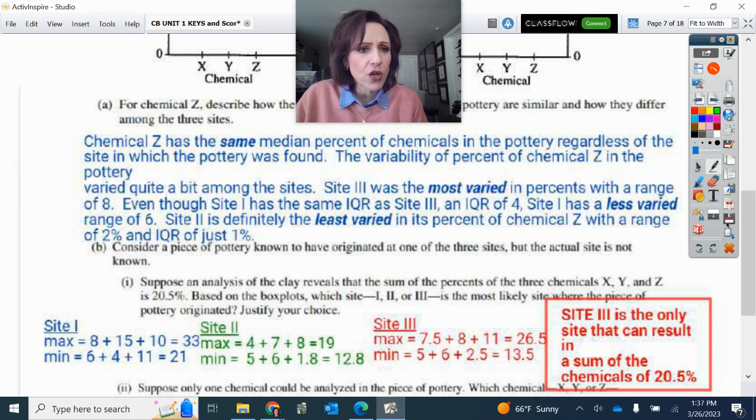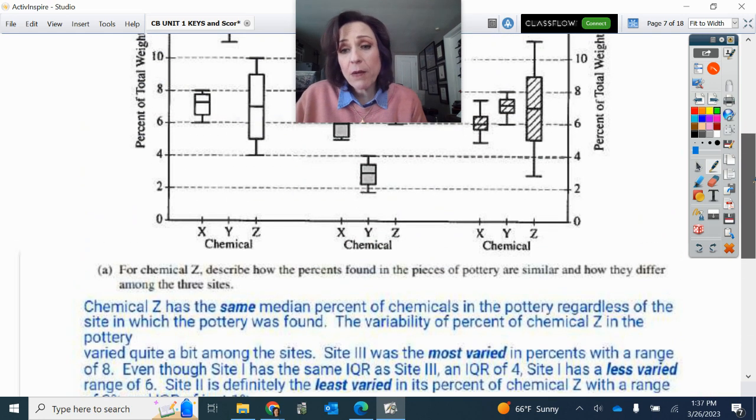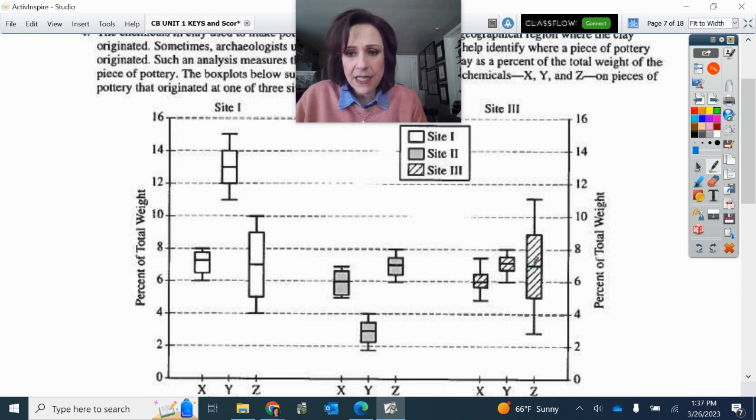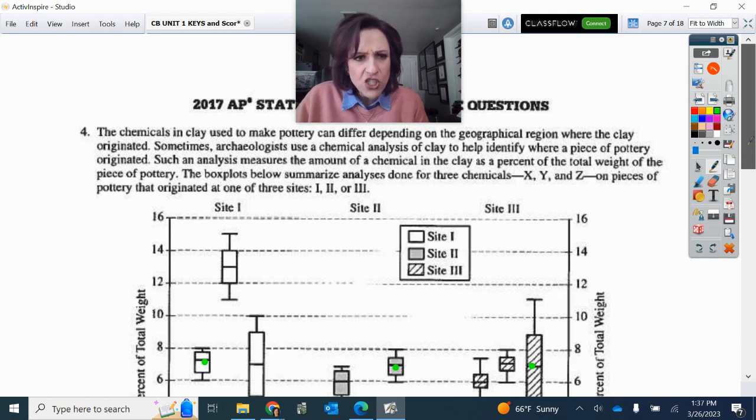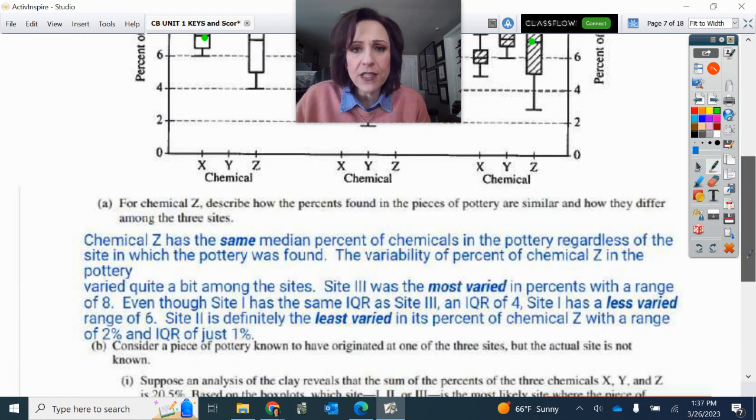Then I did go, I think, into that. Did I discuss exactly what that median was? So I probably should have done that and said that median is right at about 7, it's approximately 7, whatever the units of measurement for this chemical. Okay. And then I said the variability for chemical Z is quite varied among the 3 sites. And then I went into specifics.